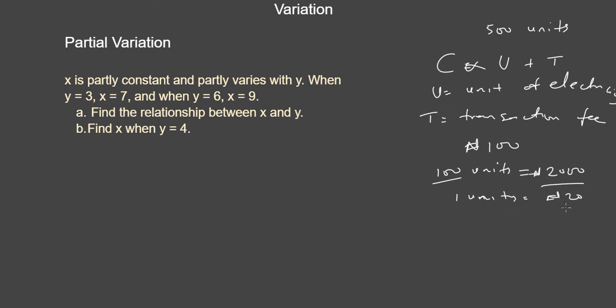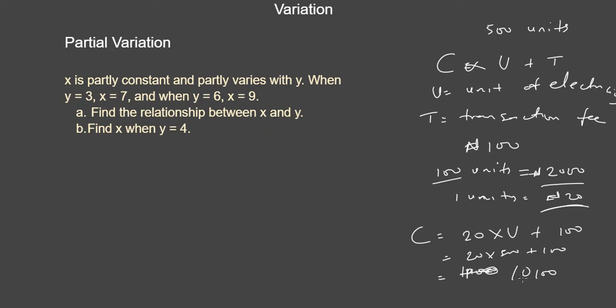20 naira. So it means for every unit of electricity, they will multiply by 20. So your real cost will now be what? 20 naira times the unit of electricity that you want to buy plus their transaction fee. So what they will charge you eventually is 20 times 500 plus their own transaction fee, and that gives you 10,100. Yes. Okay, so now the question is, how can we turn this kind of problem into variation?